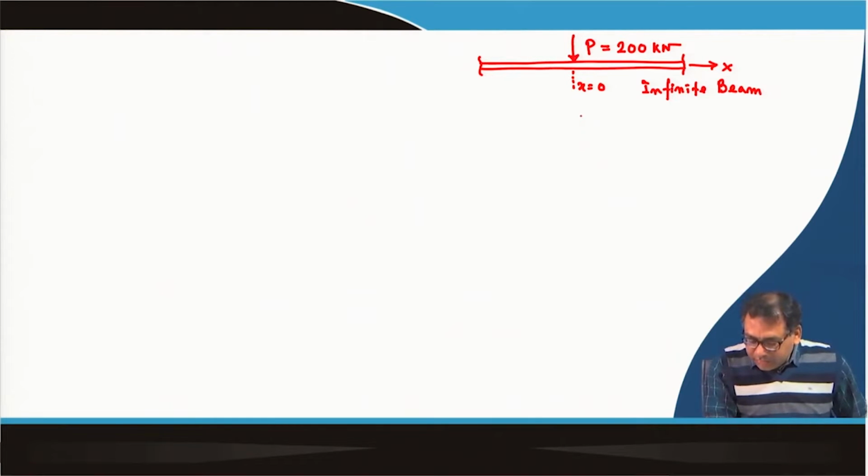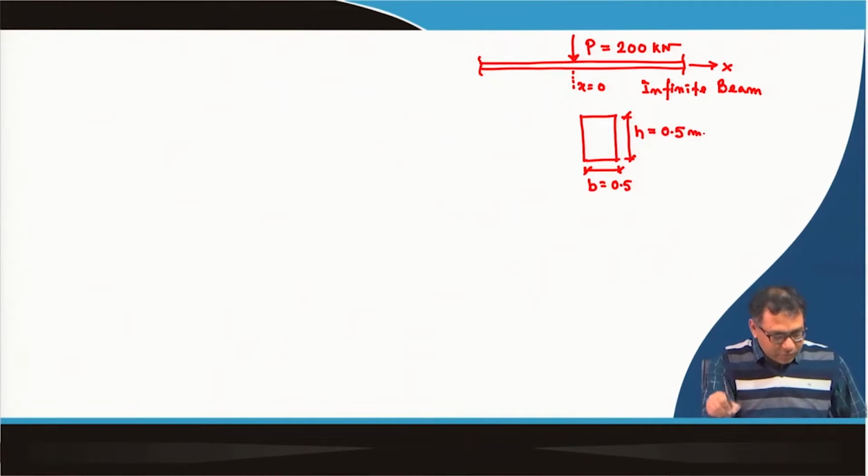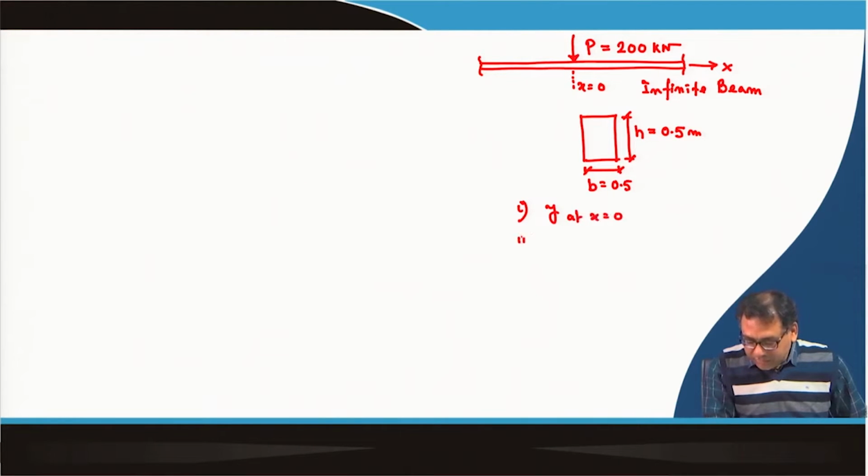The width of the beam is 0.5 meter, that means b is equal to 0.5 meter, and the height of the beam h is also 0.5 meter. So, it is a square cross section. Now, we have to determine two things. One is the settlement at x equal to 0 and another is the settlement at x equal to 1.5 meter.